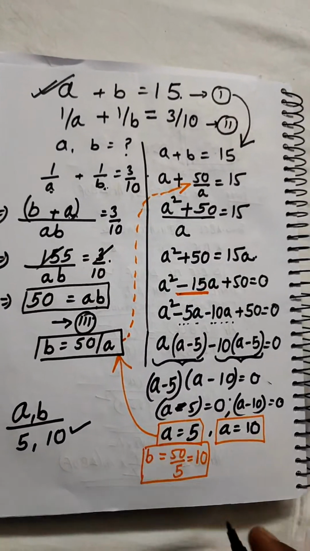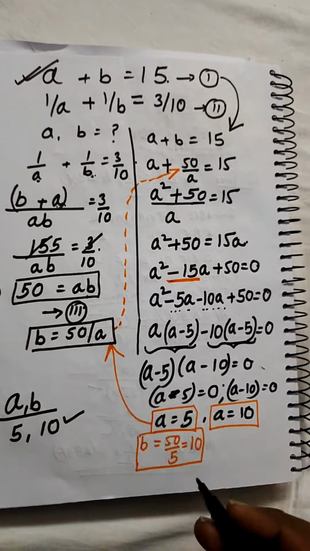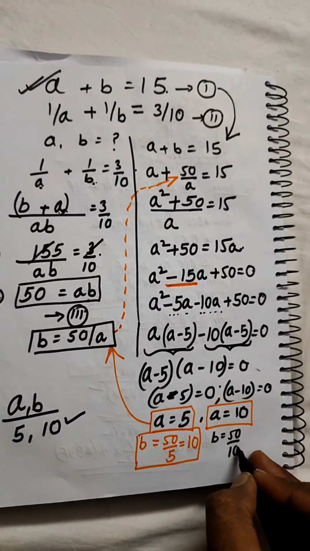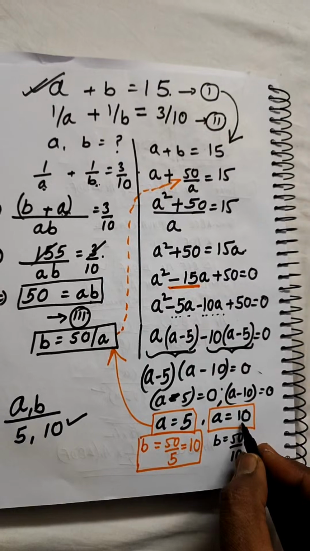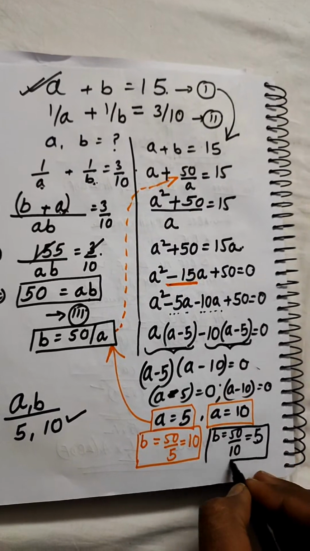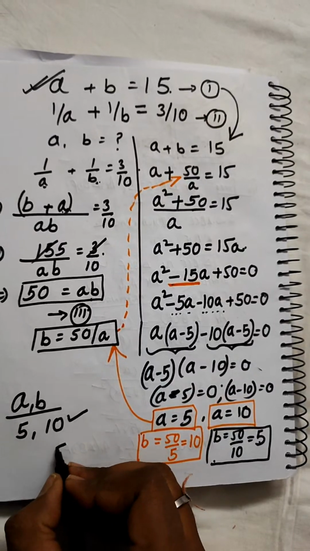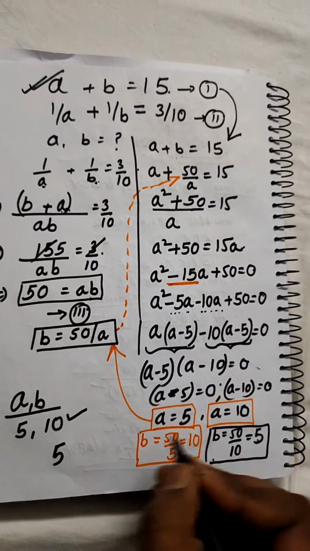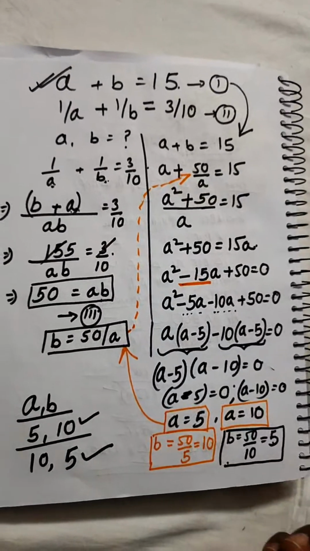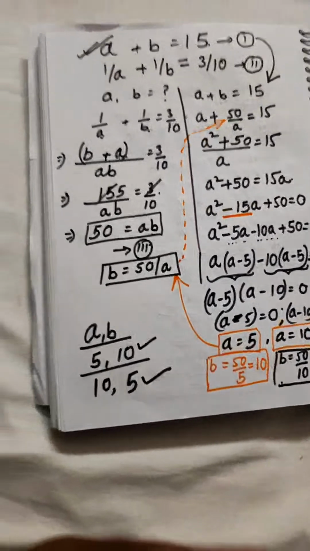or just putting the value of A as 10 into B equal to 50 by A, you get B equal to 50 by 10, so this will give you the value of B as 5, right? So either A as 5 and B as 10, or B as 5 and A as 10. So 10 or 5, these are the two values, and this is our answer, right?